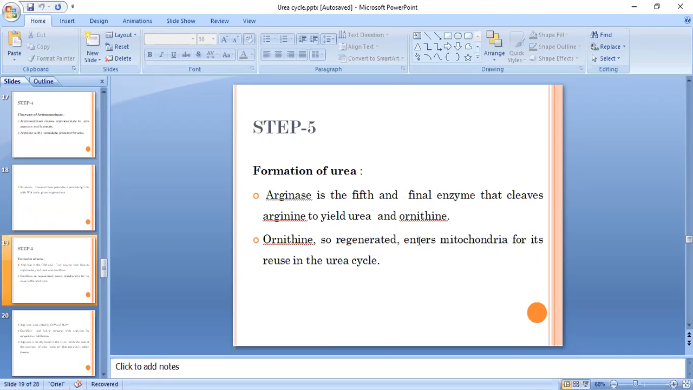Now the fifth step is the formation of urea. Let us see how the urea is formed. The arginine, in the presence of an enzyme known as arginase, will be converted into urea and ornithine. So this ornithine is regenerated and then it can be reused in the urea cycle.